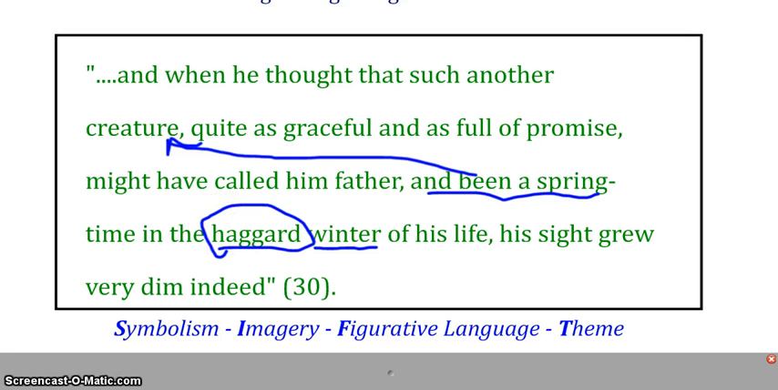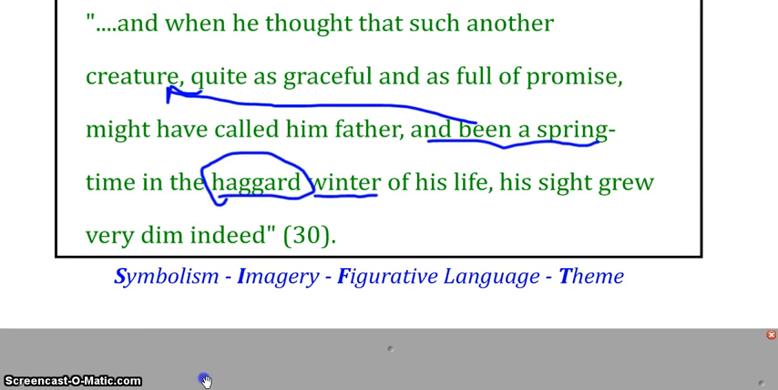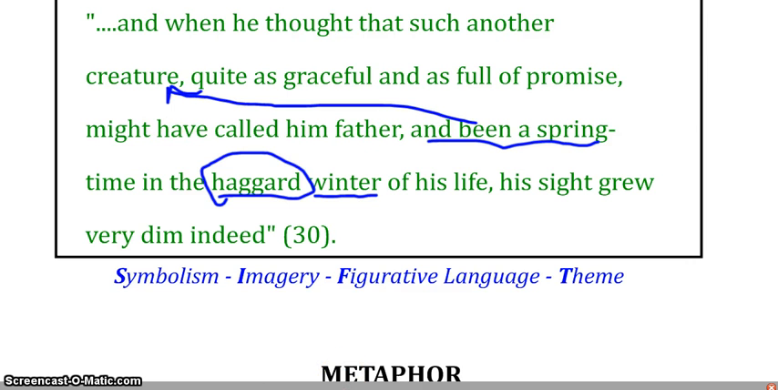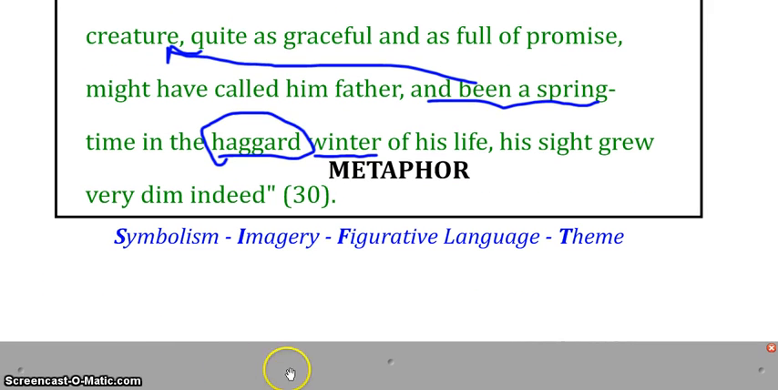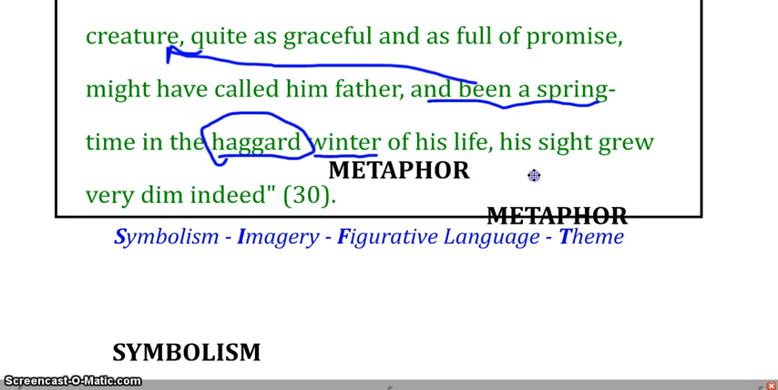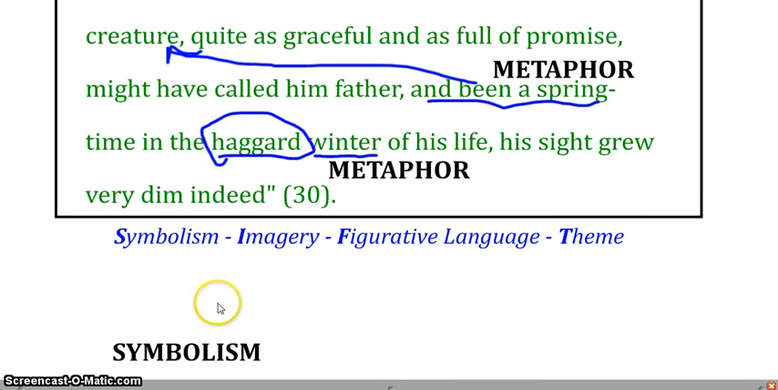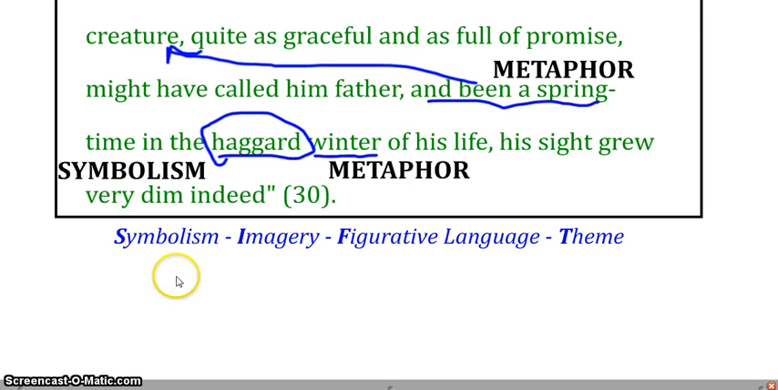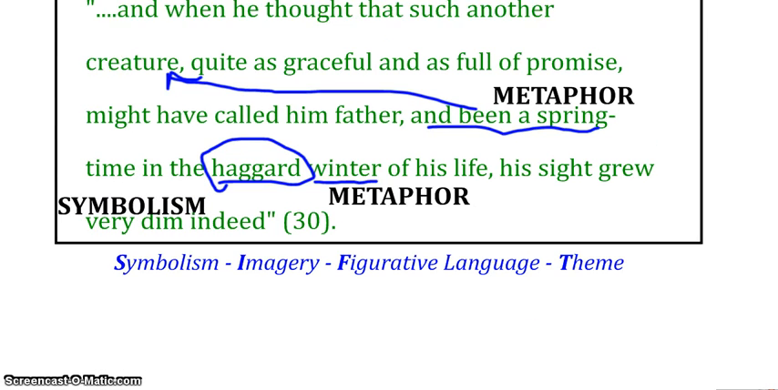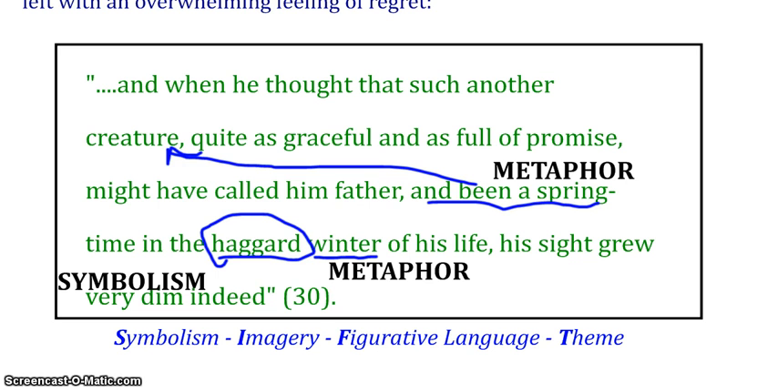So after doing this and sifting through it, I've got a couple different things that I can work with. The first is this idea of winter right here, which is definitely a metaphor. And then we also have this metaphor of springtime. And the last thing I have down here is symbolism. I think that where it says his sight grew very dim indeed is an example of symbolism because even if his sight isn't actually growing dim, it's symbolic of the fact that he's realizing that he's becoming depressed.